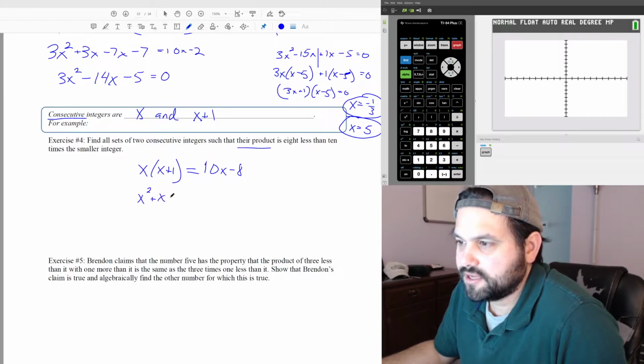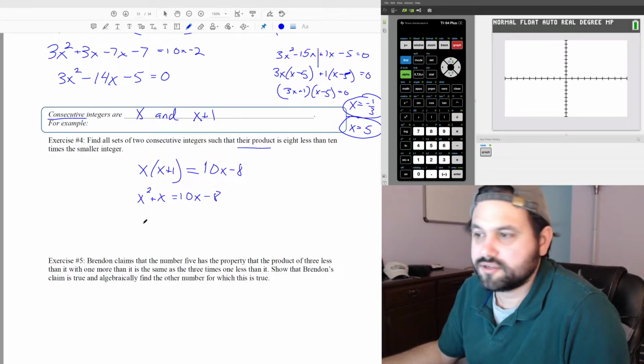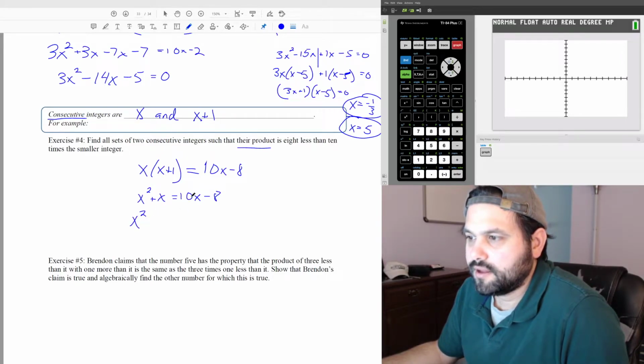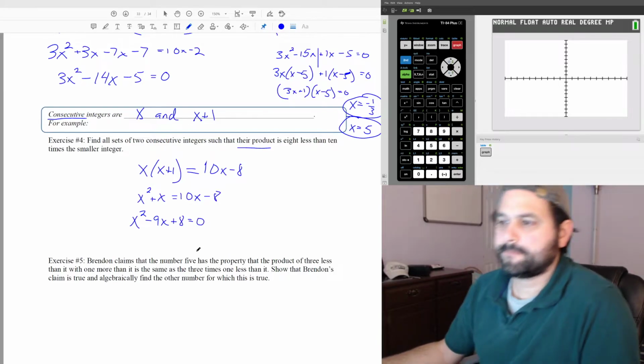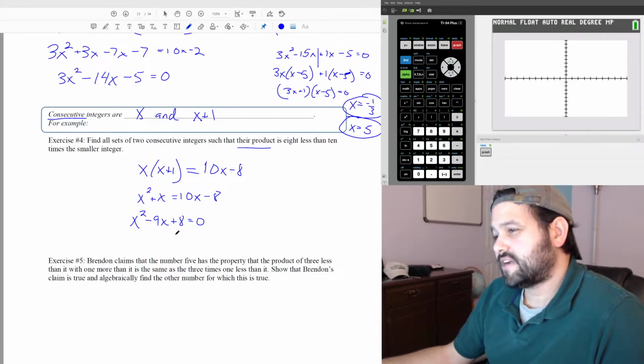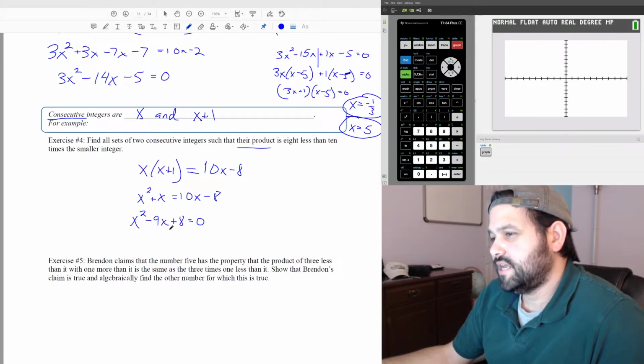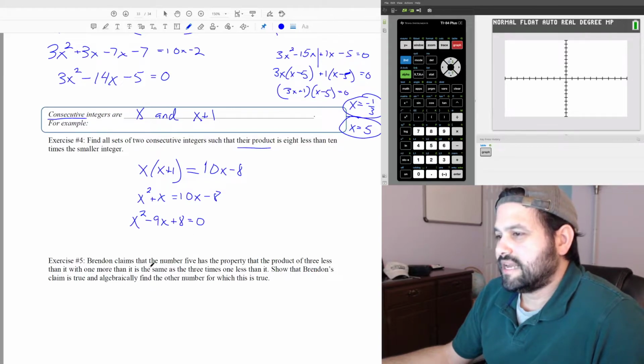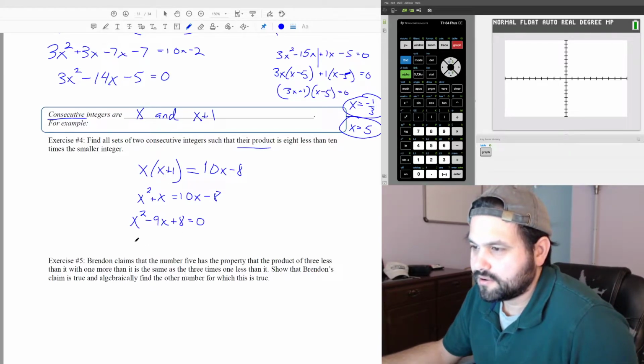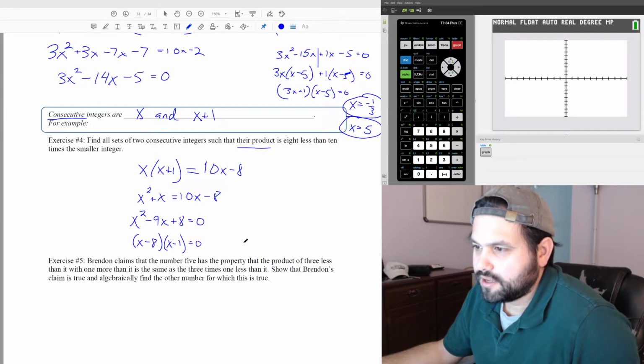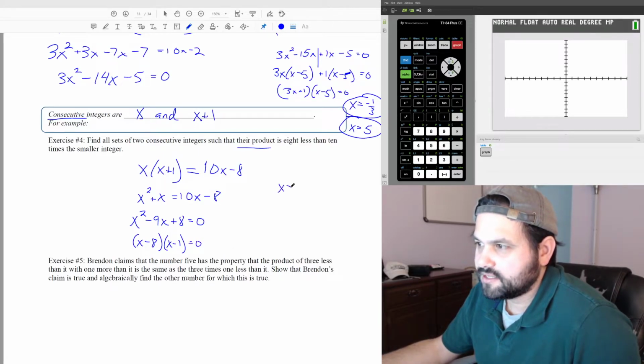Distributing it, I get x squared plus x. Setting it equal to 0, moving everything to one side, I get x squared. I'm going to subtract 10x, so that would become minus 9x. I'm going to add 8, and so that would be plus 8. Now I'm going to see if this factors. Multiplies to 8, adds to negative 9. Probably negative 8 and negative 1 would work. And so it looks like x equals 8 and x equals 1.